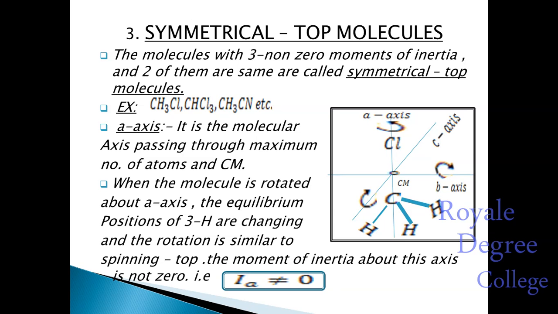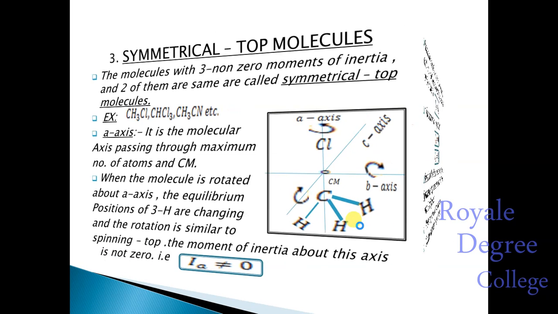Here you can see the figure, A axis. We all know that the A axis is nothing but the molecular axis passing through the maximum number of atoms and the center of mass. When the molecule is rotated about the A axis, the equilibrium positions of 3 hydrogens are changing and the rotation is similar to a spinning top. The moment of inertia about this axis is not 0. That is, IA is not equal to 0.